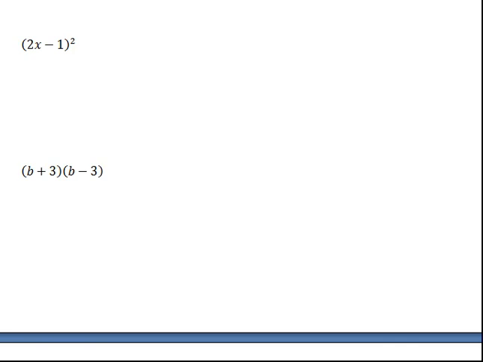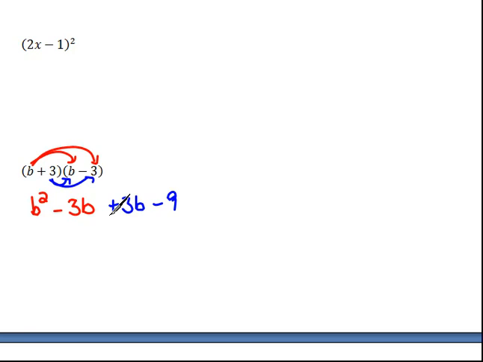Now for the very last one on this page, there is a pattern going on, but it's actually better, again, just to go ahead and do that distribution. So b times b is b squared, and b times negative 3 is minus 3b. Now let's distribute our 3. 3 times b is a positive 3b, and 3 times negative 3 is a negative 9.